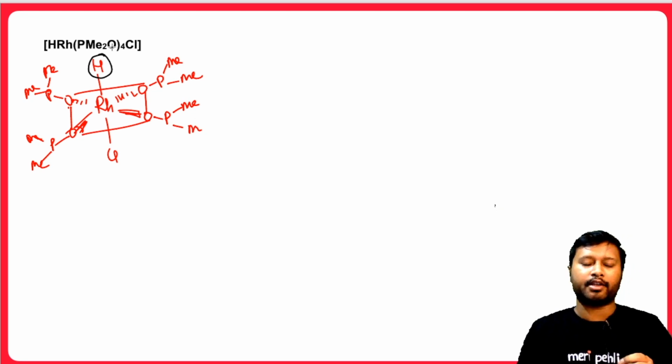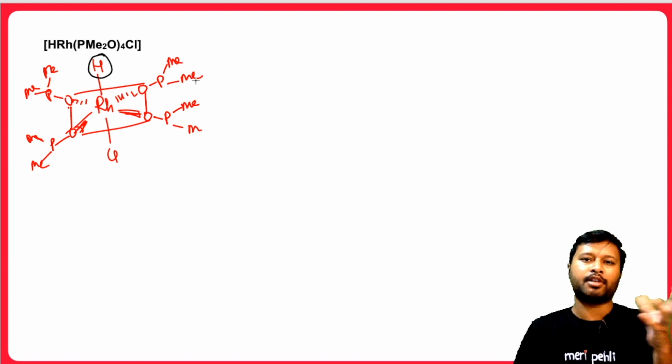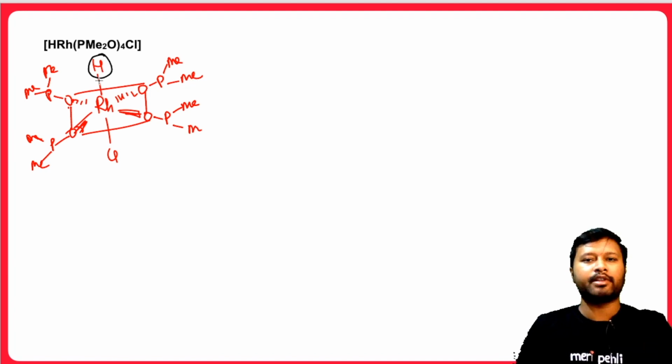Many of you might get confused as to why we are not looking at the methyl hydrogens. Those will give you signals on the positive side of the chemical shift. We are just talking about the negative chemical shift value, and we will see how many splittings are going to take place.